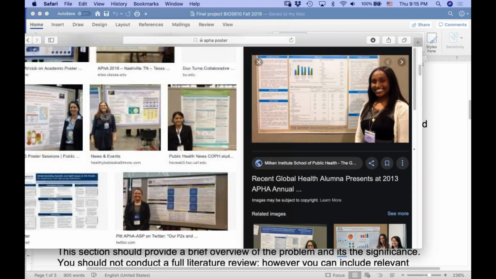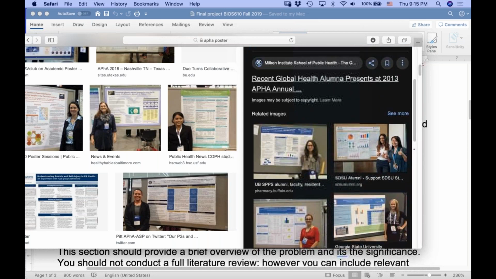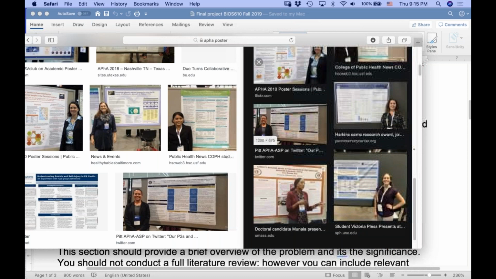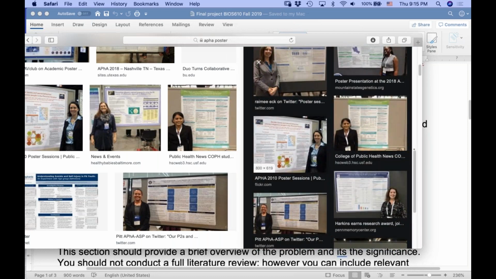So what's a poster presentation? Well, these are people at the American Public Health Association that presented their research in the form of posters. Now, if you're a big shot and you're doing really important research, they give you a podium and a half hour to stand on the podium and tell everybody in the room, and people come and attend your lecture and tell people about your research, right?